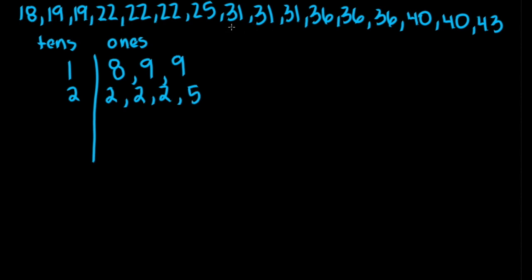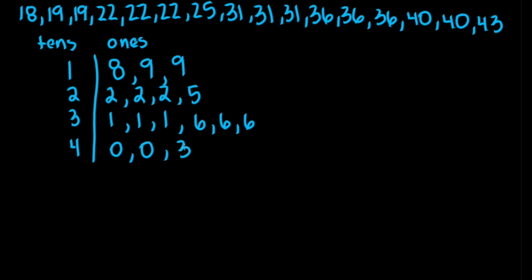Now our next number is 31. We are going to write a 3 on this side, and then a 1 on this side. Next number is 31 again, so we're going to write another 1. Our next three numbers are all 36, so we're going to write three 6s. Now we are in the 40s, so we're going to write a 4 here, a 0 here, another 0, and now a 3. This is what a finished stem and leaf plot looks like.